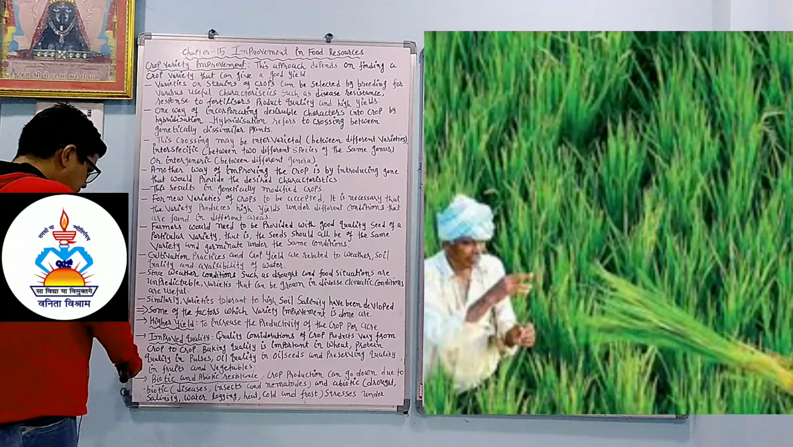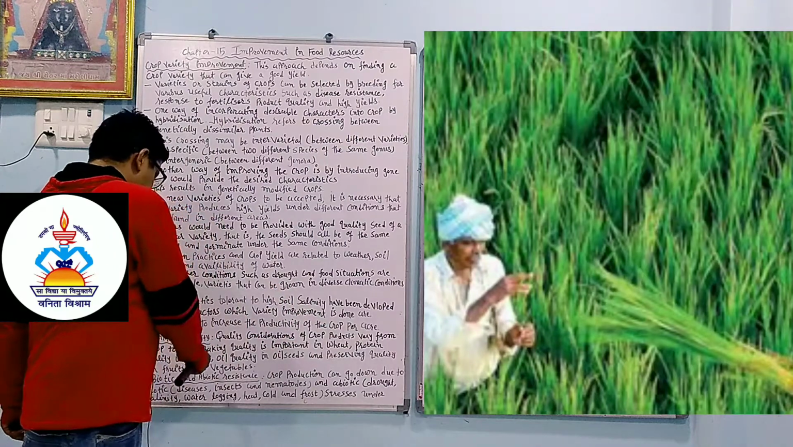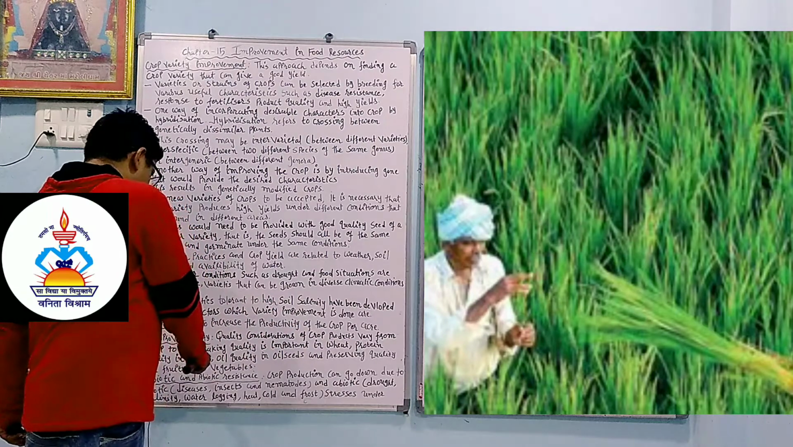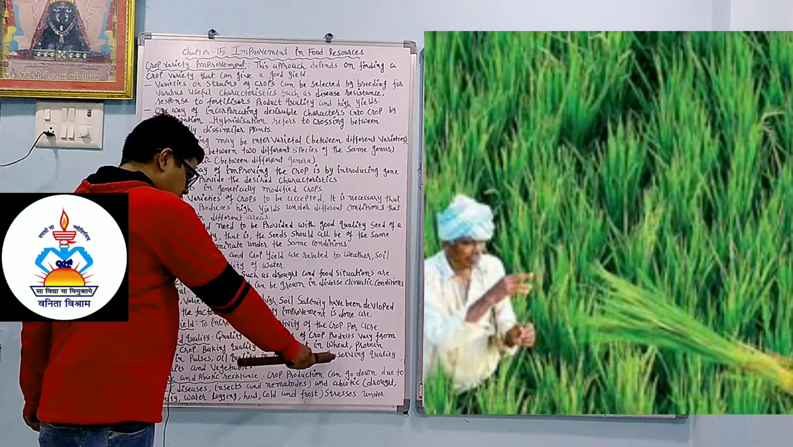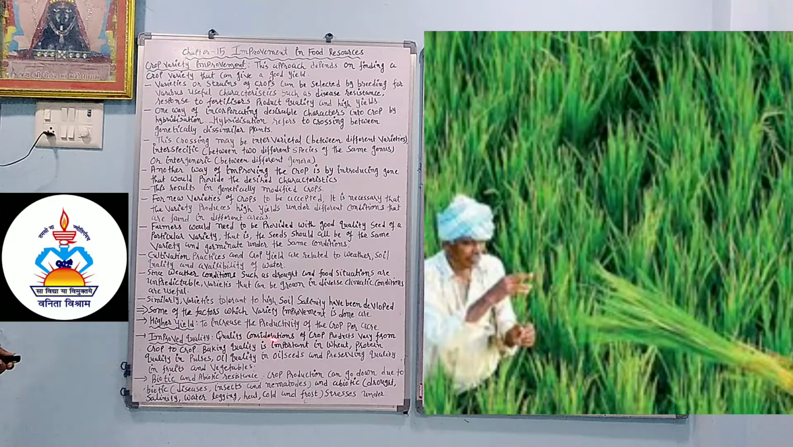Improved quality. Quality considerations of crop products vary from crop to crop. Baking quality is important in wheat, protein quality in pulses, oil quality in oil seeds, and preserving quality in fruits and vegetables. So we have to maintain this quality when we want to improve the quality.